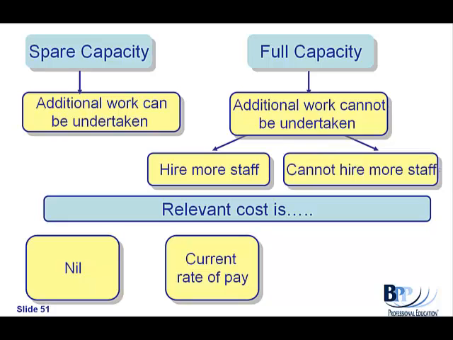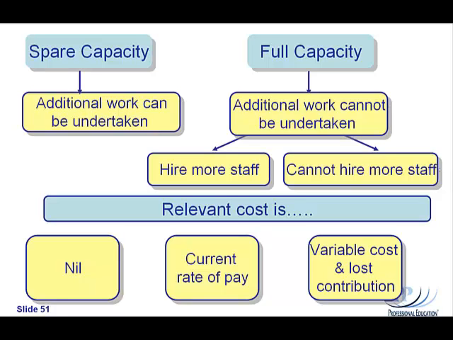If, however, we cannot hire any more staff, then if we make our Venus, we can't make our Mars bars. So the relevant cost here again is an opportunity cost. The opportunity cost here is not just the lost contribution, but also the variable cost of that labour. We've still got to pay that labour, so we still incur the variable cost, but we're missing out on that contribution from our Mars bars as well.